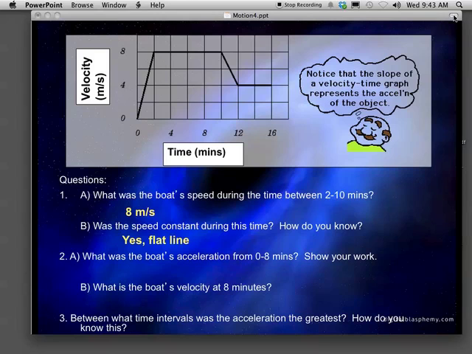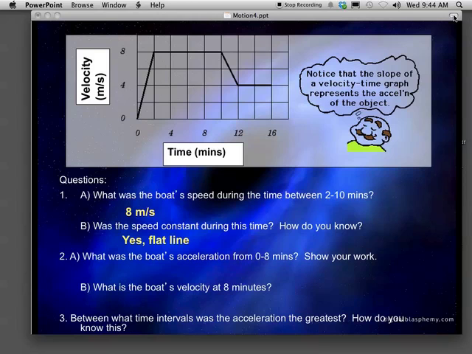Matt? 8 meters per second per minute. No. Ryan? 8 meters per second per minute. No. Sophia? 4 meters per second. No. Habib? 4 meters per second. Nope. Brandon? 2 meters per second. Nope. Ryan? 8 meters per minute per second. Nope. Skinner? 1 meter per second per minute.